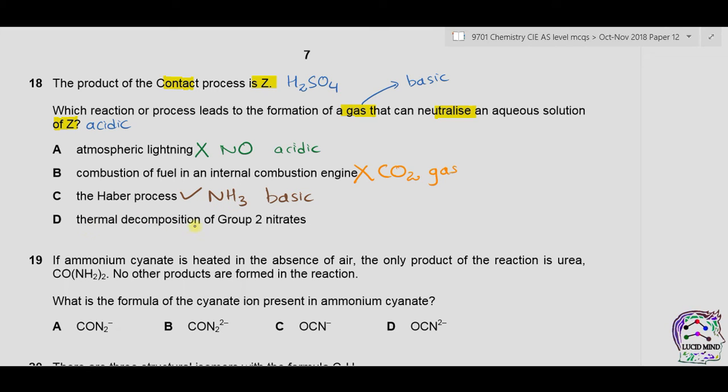In part D, we have thermal decomposition of group 2 nitrates. So a group 2 nitrate, for example, metal nitrate of group 2, would form metal oxide along with NO2 gas and oxygen gas. Now oxygen gas is neutral, it cannot neutralize sulfuric acid. NO2 gas is acidic in nature, it can also not neutralize sulfuric acid. Correct answer is therefore C.